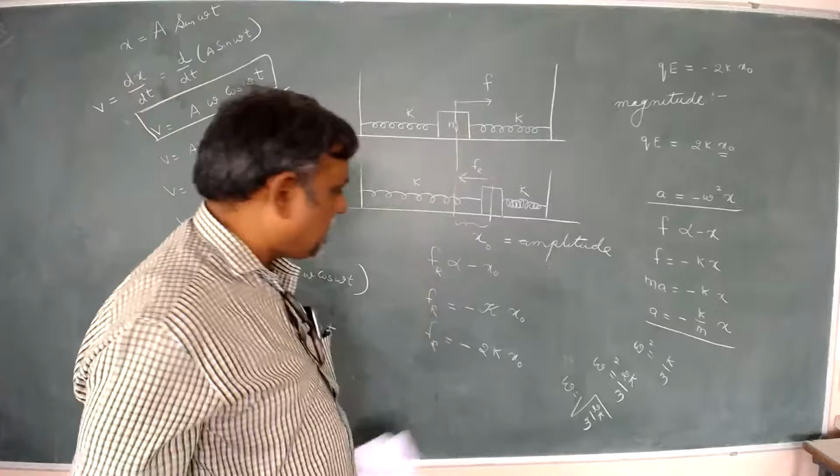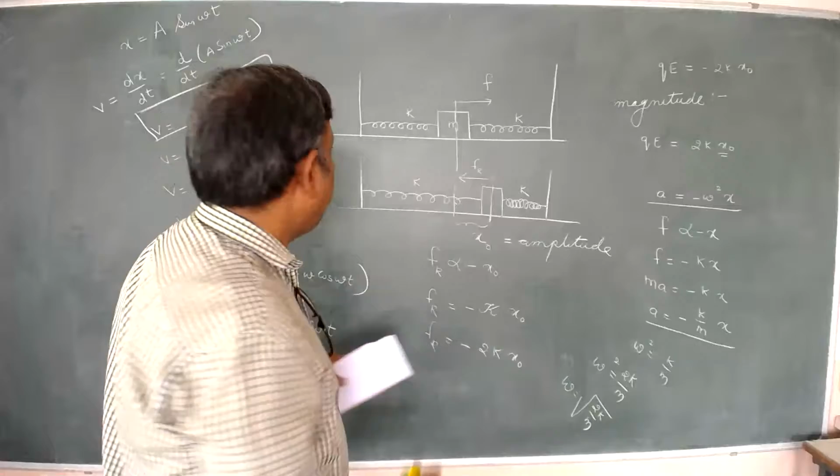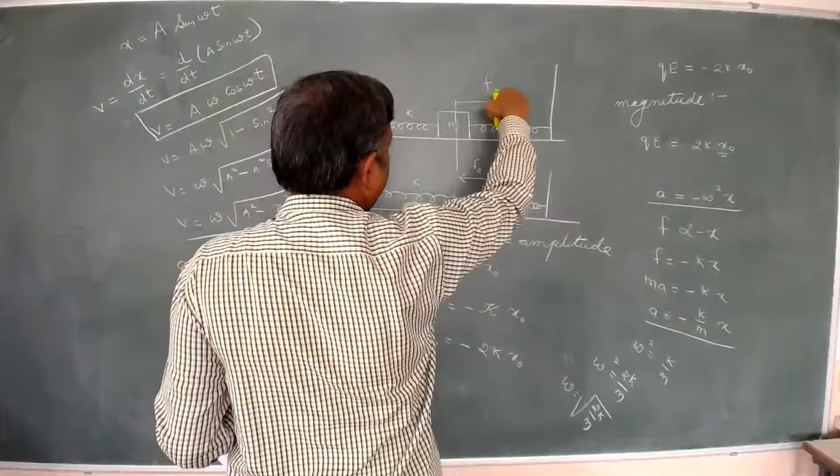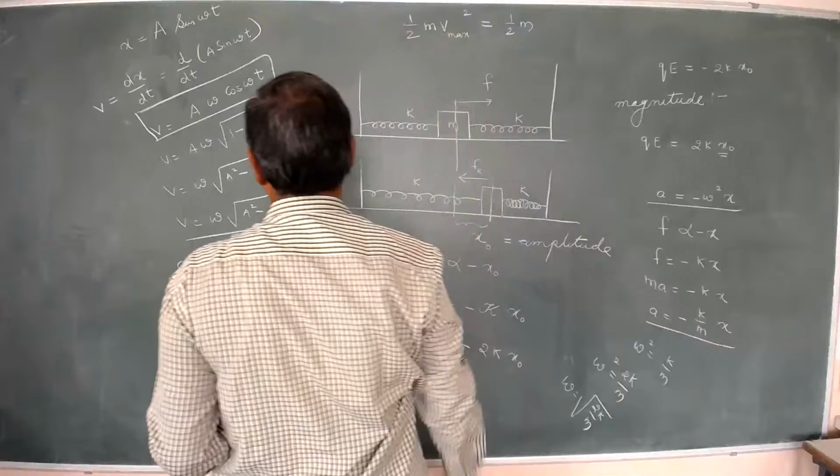Now, kinetic energy. What do we have to calculate here? The maximum speed of the particle. So what is the maximum speed? Maximum speed means the kinetic energy. Kinetic energy is half m V maximum square, which is equal to half m. What is V maximum?